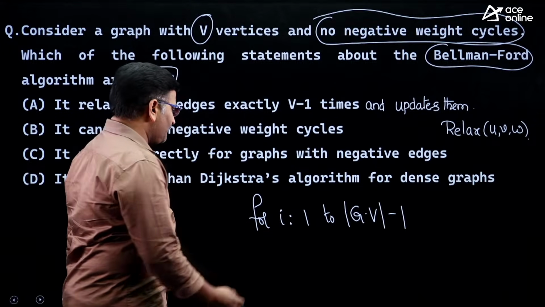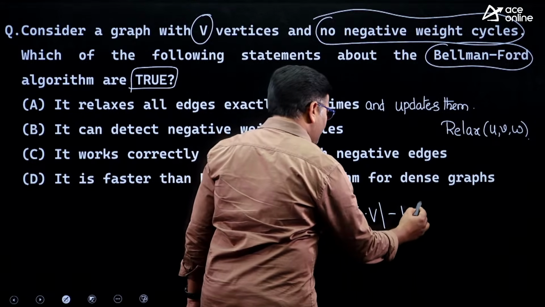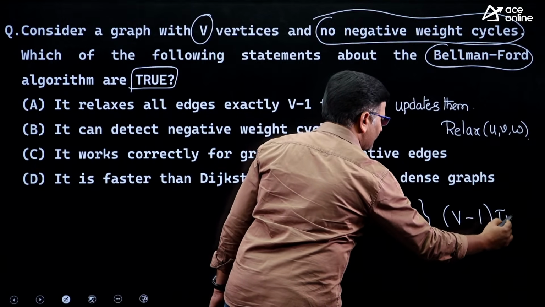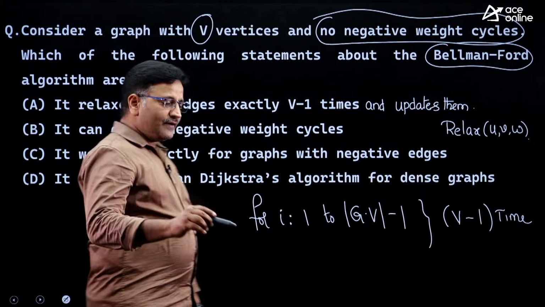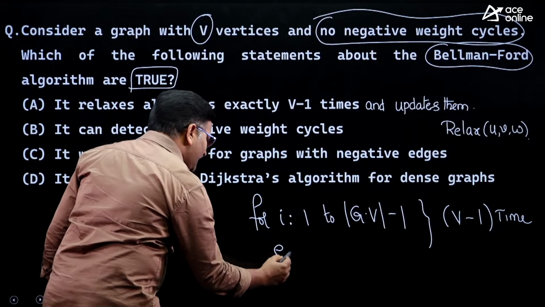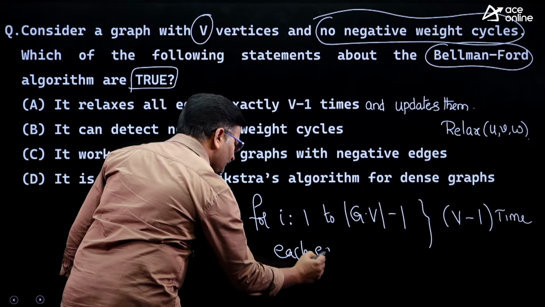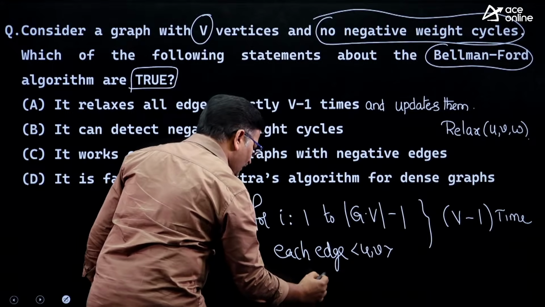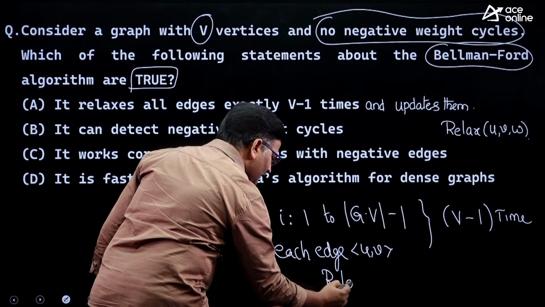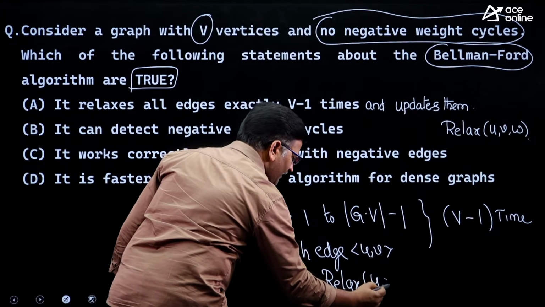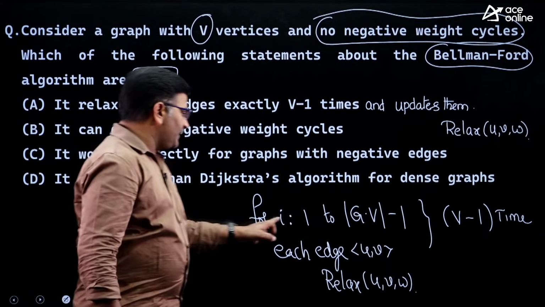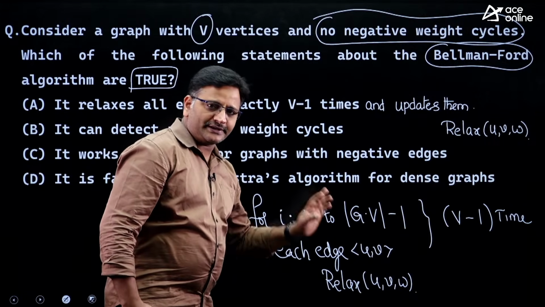Okay, therefore for i equal to 1 to g dot v minus 1, it means that this is running how many times? V minus 1 times it is running. Every time we have to take each edge. For each edge u comma v, you have to call the relax algorithm. Relax of u comma v comma w. Clear, friends? Okay, so therefore V minus 1 times each edge gets relaxed.